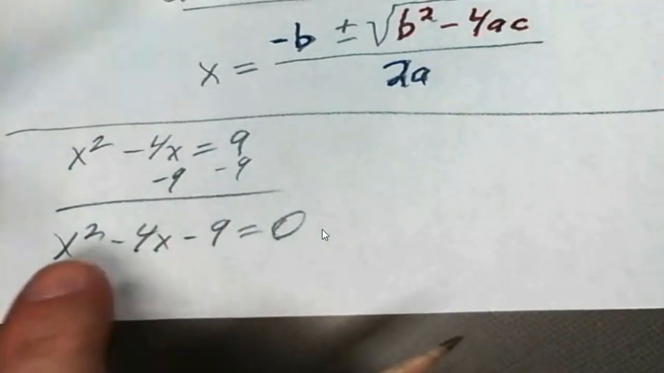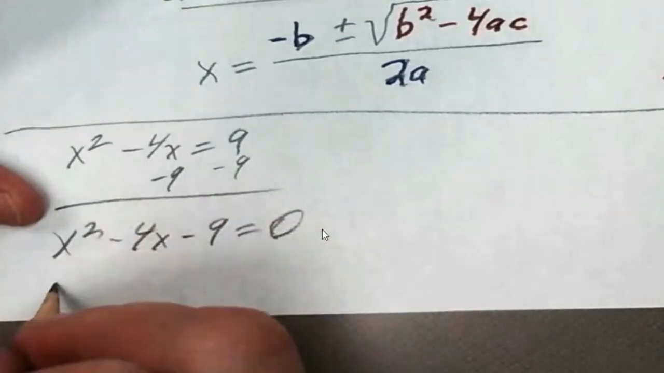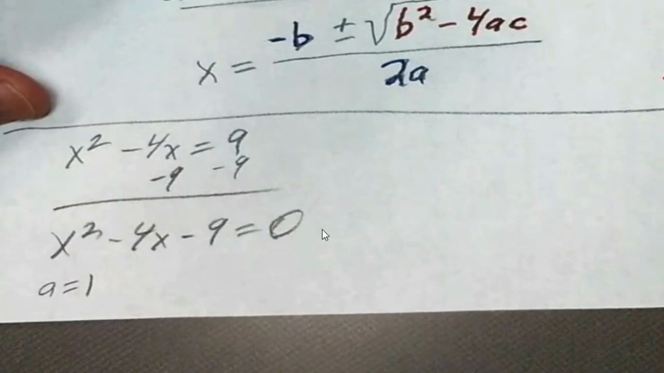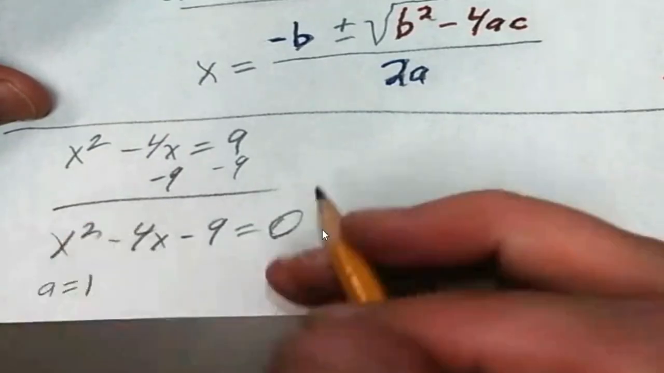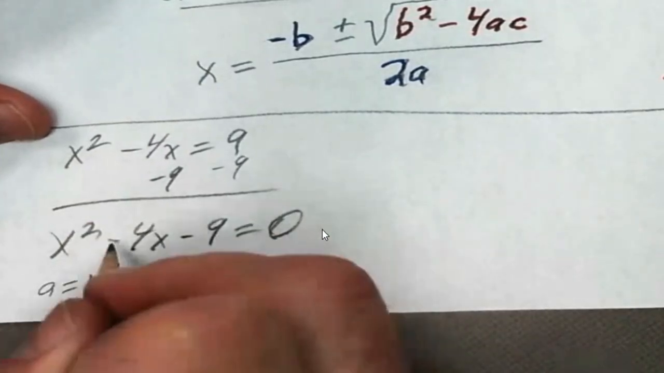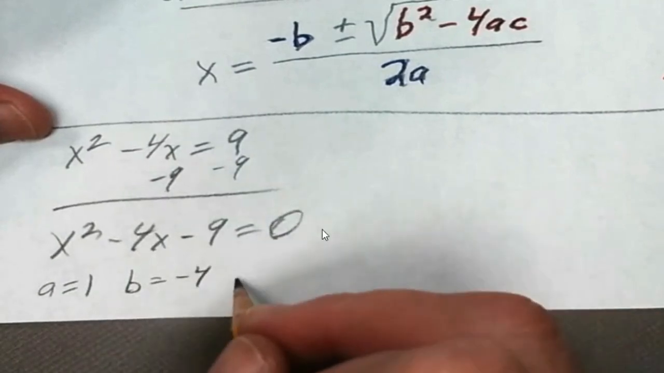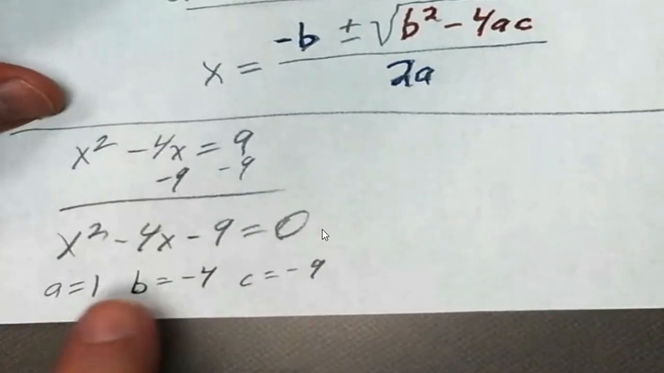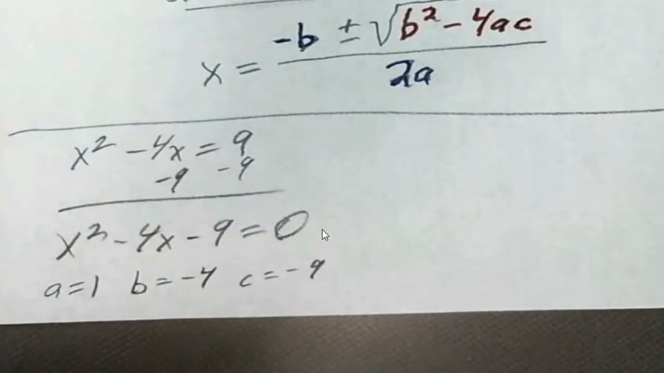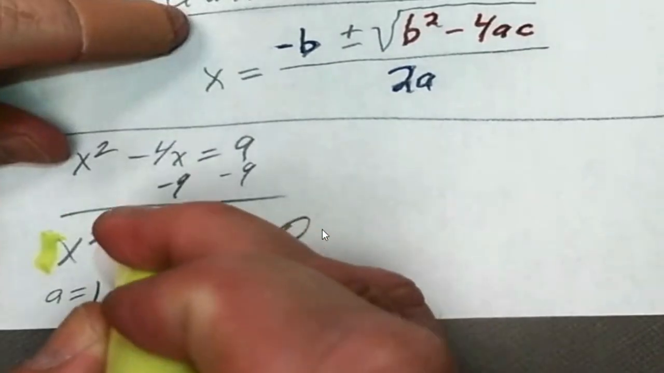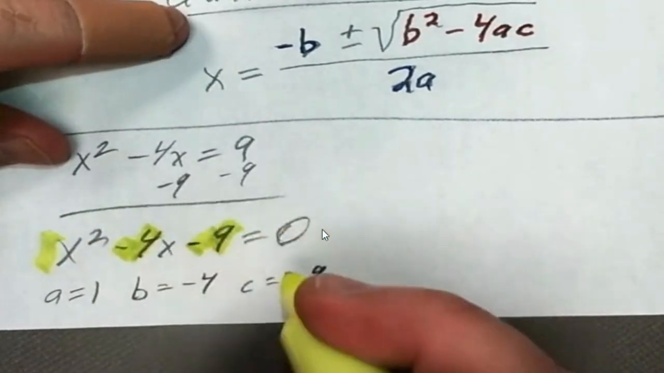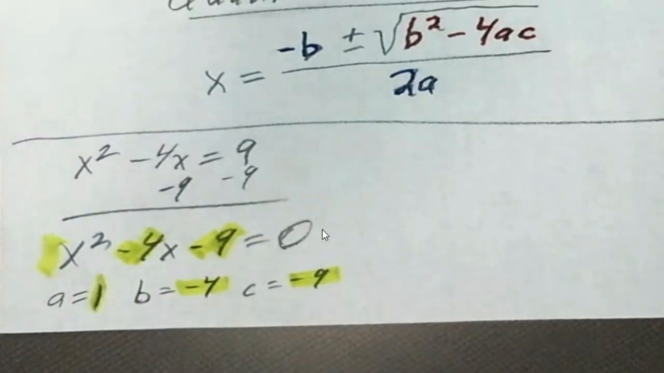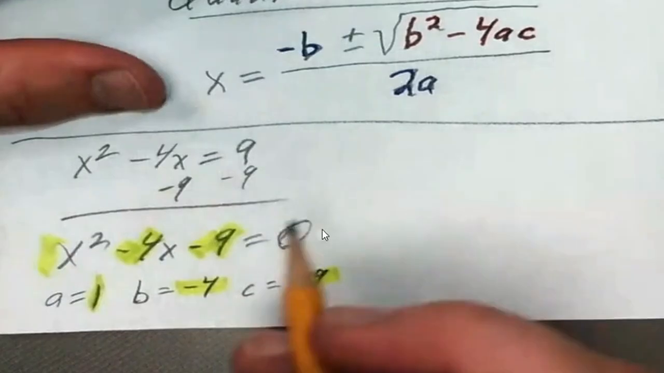Okay, that's standard form, ax squared plus bx plus c. So a equals, well, must be 1 because I don't see a coefficient written there. So it's 1x squared. B is negative 4. C is negative 9. So that's our a, b, and c based off of the coefficients. That's where we get those three numbers, the coefficients of the x squared, x, and the constant term.